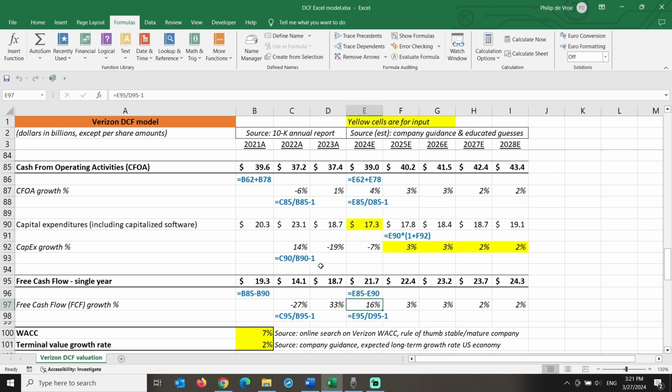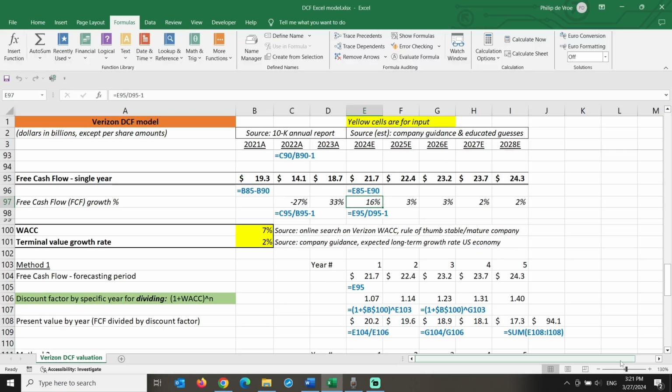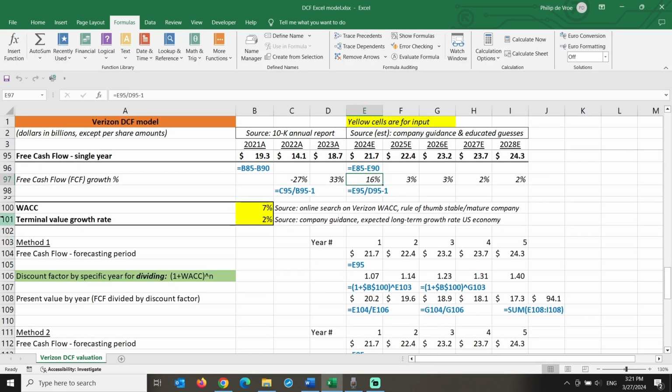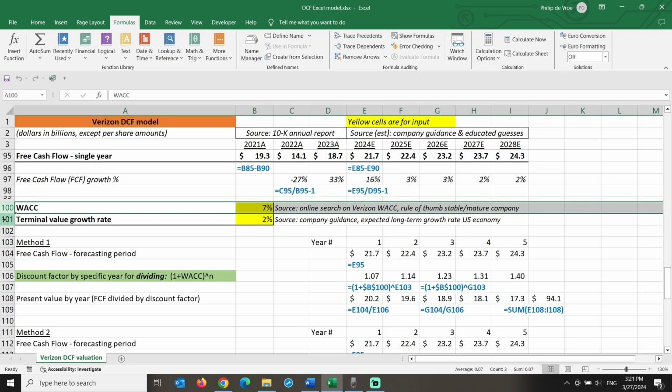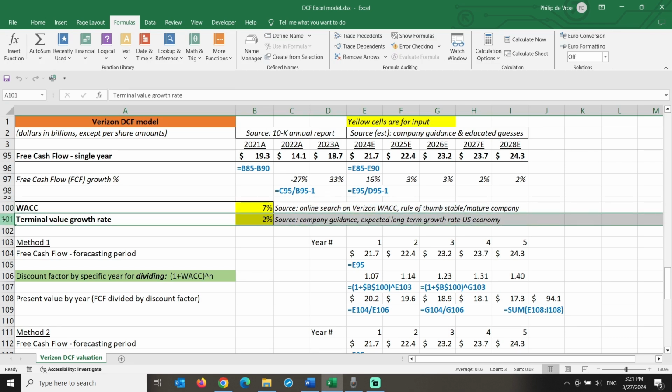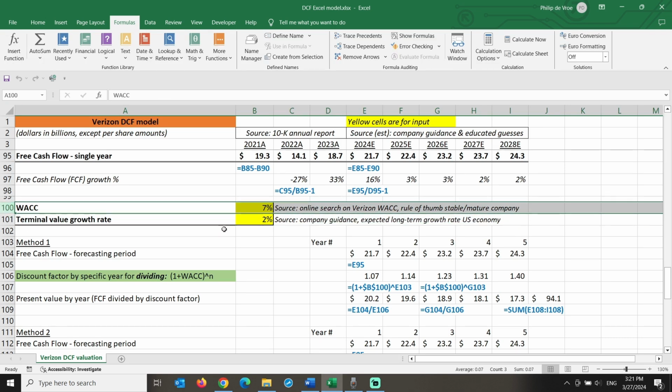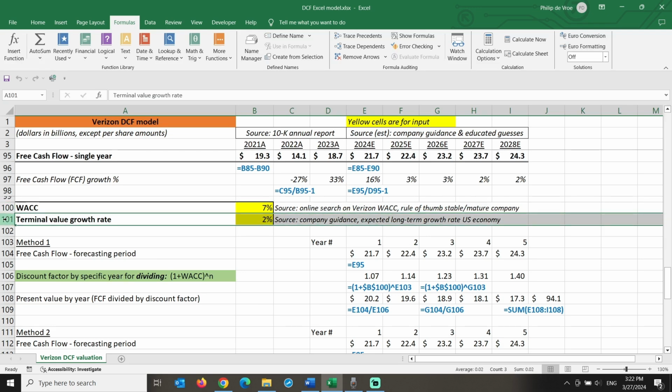Let's translate the free cash flow estimates for future years into present values. For that, we are going to need a WACC, weighted average cost of capital, as well as a terminal value growth rate. For the WACC, I base my fairly low 7% on an online search for the Verizon WACC, as well as a rule of thumb for stable and mature companies having a WACC in the 6% to 9% range. The 2% terminal value growth rate reflects company guidance for the first year of the forecast period, as well as the expected long-term growth rate of the US economy.